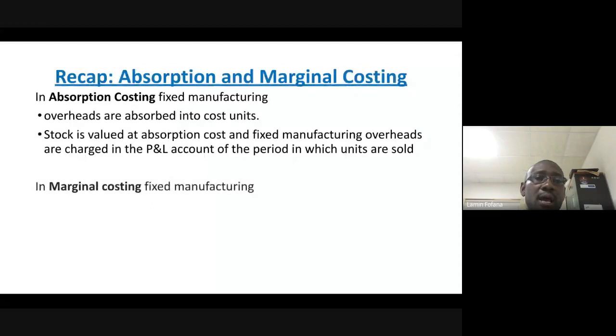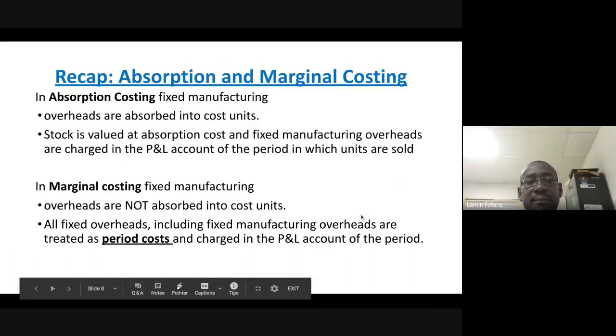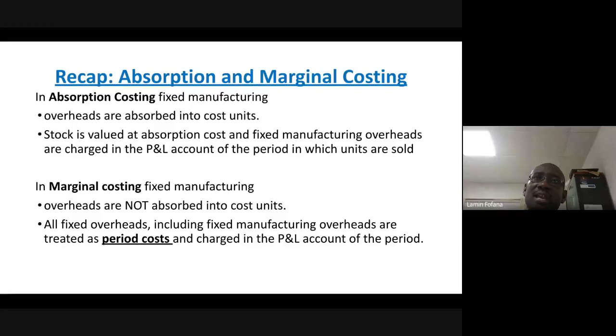In marginal costing, in contrast, overheads are not absorbed in cost units. All fixed overheads, including fixed manufacturing overheads, are treated as period cost, and they're charged to P&L. Because in management accounting, we consider the variable cost, and the variable costs are the costs that are easily traceable to the product. Things like direct material cost, direct labor cost, direct overheads. These are expenses that you can relate to the product or the service easily.